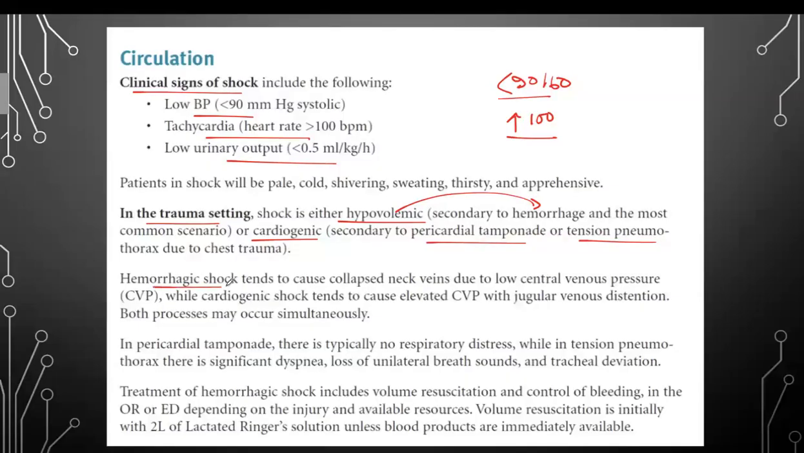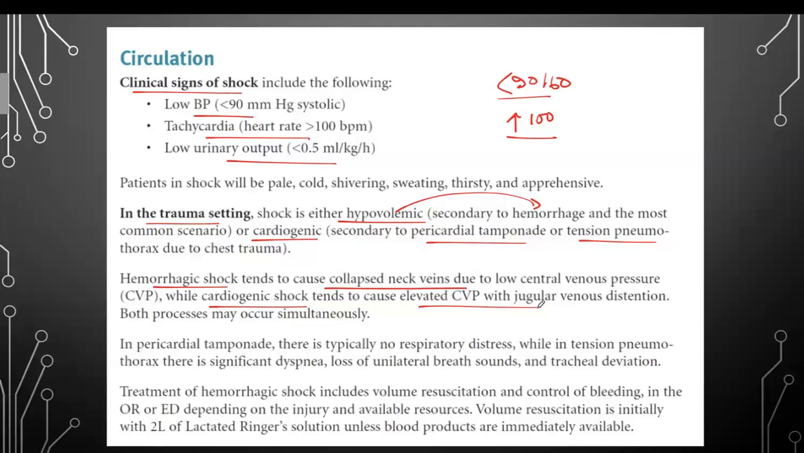Hemorrhagic shock means that the patient is losing blood. And if a patient loses blood, what happens to their JVP? You know that JVP is the measurement of the central venous pressure, or the pressure in the right atrium. If your patient is losing blood, then definitely the central venous pressure will be low because the heart is not getting enough blood. If the central venous pressure is low, what will happen to the neck vein? The neck vein will be collapsed. So in a hemorrhagic shock, the neck vein will be collapsed, whereas if it is a cardiogenic shock, the patient will have an elevated JVP.